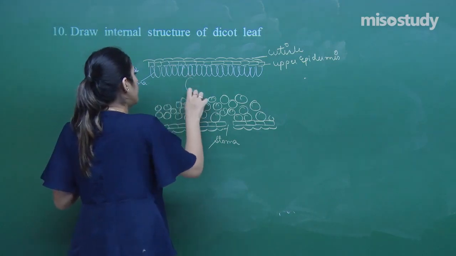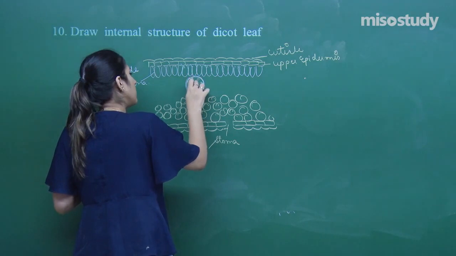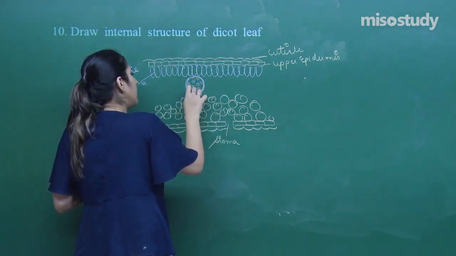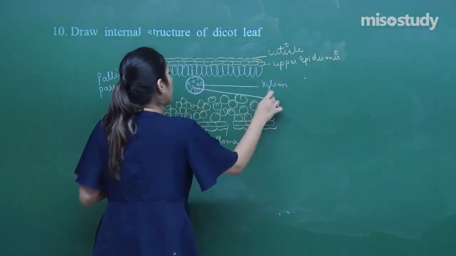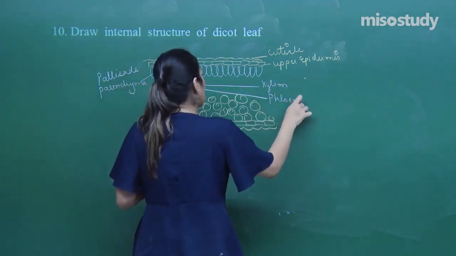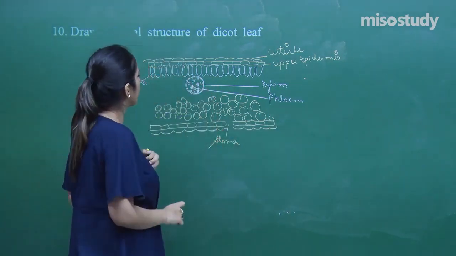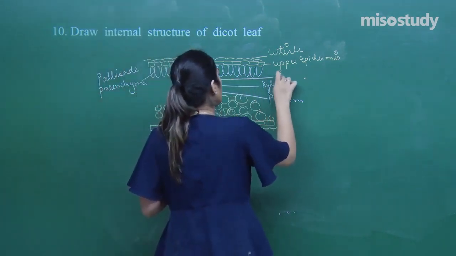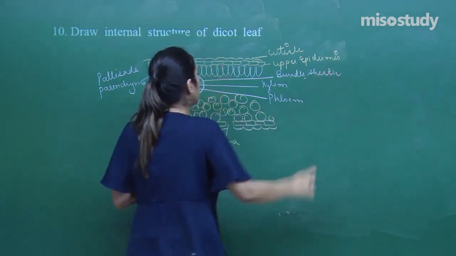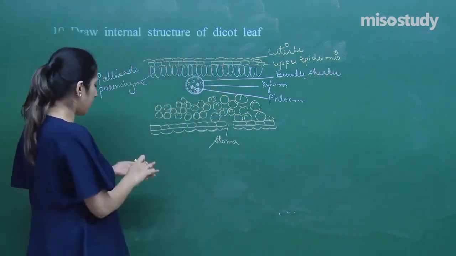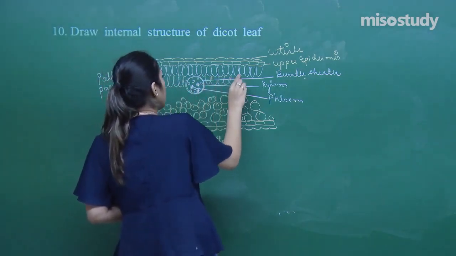The bundle sheath is present like this. In this, different cells are present. Some are xylem and the phloem. These are called xylem. This is called phloem. This is called the bundle sheath. This is a palisade parenchyma. Parenchyma cells are arranged like this.